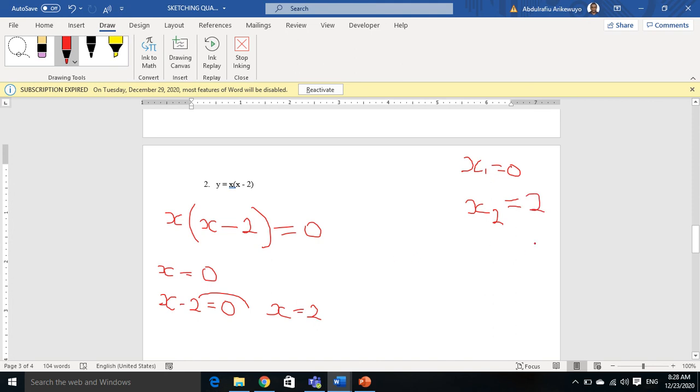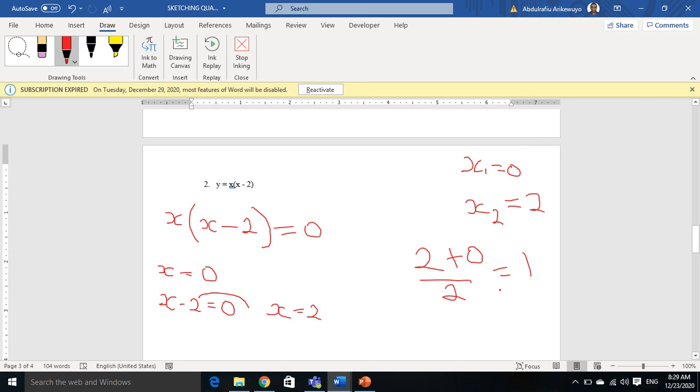So now the vertex will be 2 plus 0 divided by 2, I mean the x value. So let me say 2 plus 0 divided by 2. That's going to give you 2 over 2, which is 1. Right? So this is equal to 1. Beautiful. Now we have our x1 and x2.